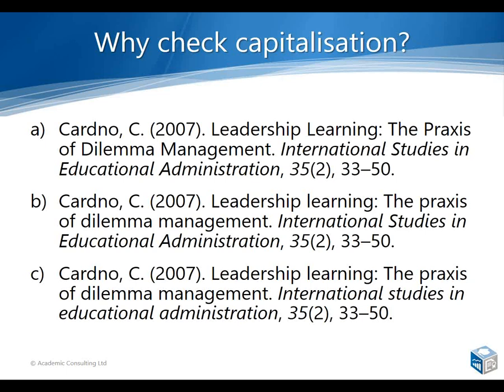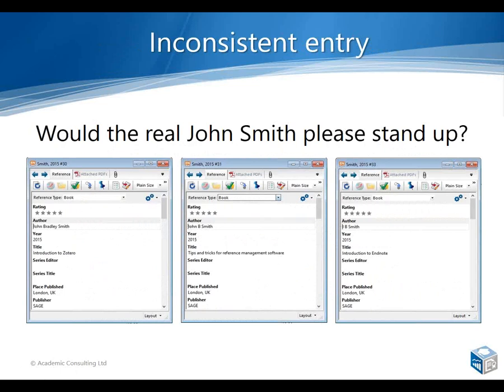Now, the other issue with consistency is in relation to author names. So I've got 3 example references here, all written by John Bradley Smith. And I've used EndNote as an example here, but this would apply to any of the reference managers we're discussing today. Now, the issue is, even though they are all written by John Bradley Smith, they have been entered differently. So the first one is his full name, the next one is John B. Smith, and the third one is J.B. Smith.